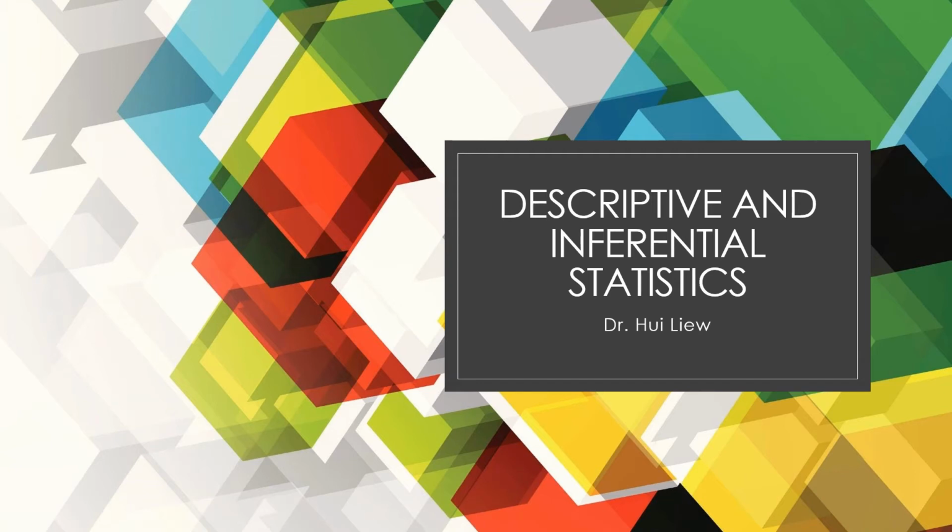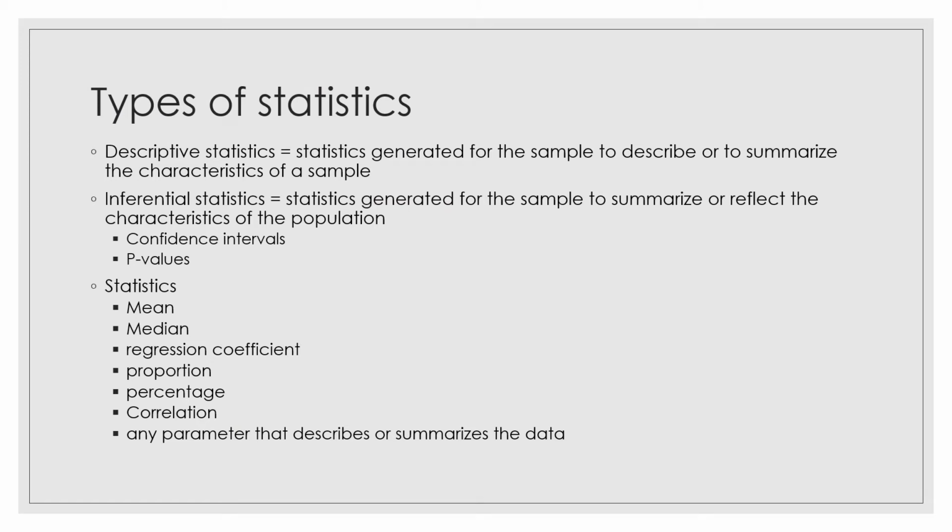Okay, let's briefly distinguish between descriptive and inferential statistics. Descriptive statistics are essentially statistics generated for the sample with the purpose of describing or summarizing the characteristics of that sample. And inferential statistics refers to statistics generated for the sample to summarize or to reflect the characteristics of the population.